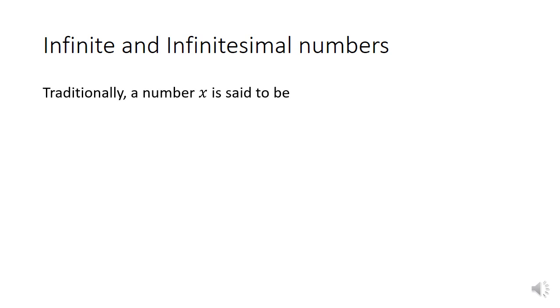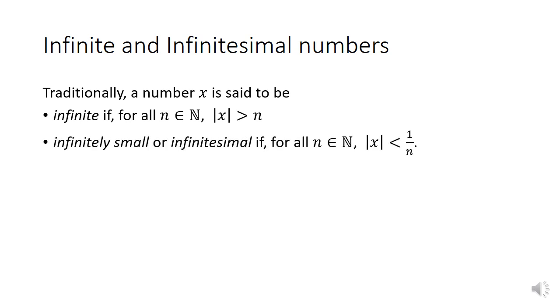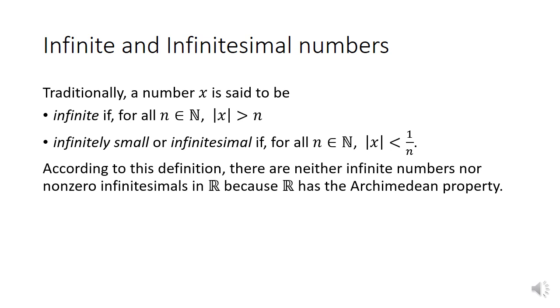Traditionally, a number is said to be infinite if its absolute value is greater than any natural number. It is said to be infinitely small or infinitesimal if its absolute value is less than the reciprocal of any natural number. According to this definition, there are neither infinite numbers nor non-zero infinitesimals in R, because R has the Archimedean property.